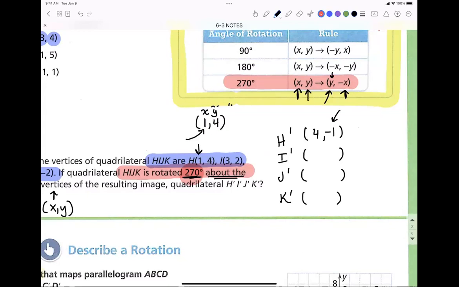All right, let's do the I right here. The first number we're going to write, and it doesn't matter which way you do it, I don't care the order you do them, is the first number in the ordered pair.